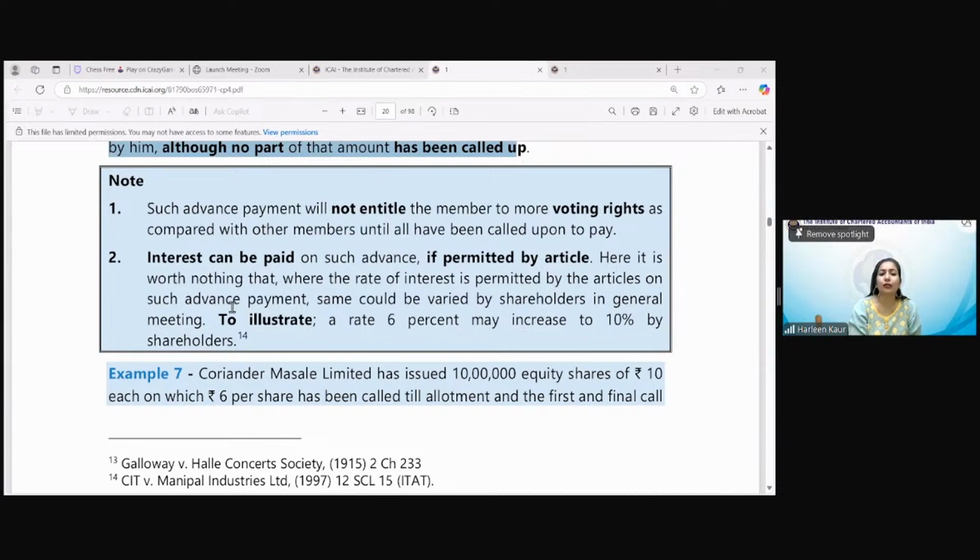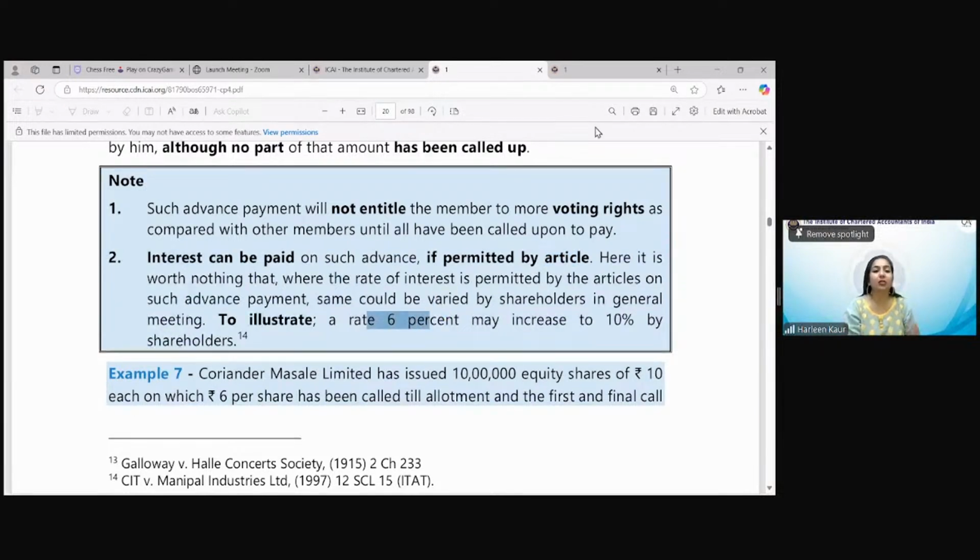Then why was section 50 made? To tell that interest can be paid. So Mr. A is now happy. I paid 2 rupees extra. I will get interest at the rate of, say, for example, 6%, which may be increased to 10% by the shareholders. So interest can be given if permitted by the articles. The rate of interest given in the articles could be varied by the shareholders. So they can keep on changing, say, for example, 6% or 10%. But yes, he can give the interest.